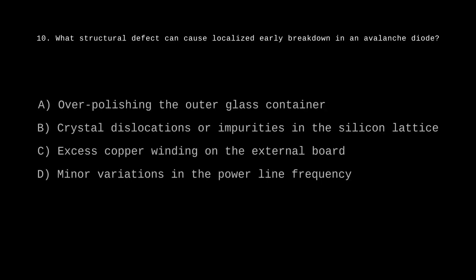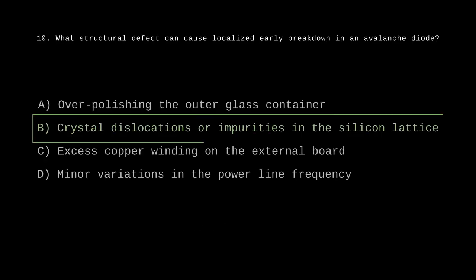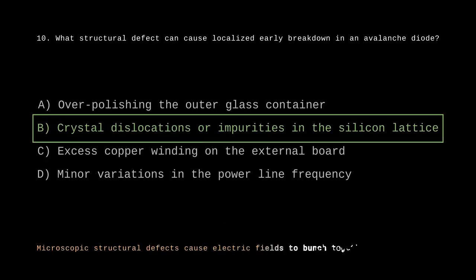Question 10. What structural defect can cause localized early breakdown in an avalanche diode? Microscopic crystal dislocations or impurities distort the local electric field, creating microplasmas and causing early, uneven breakdown.